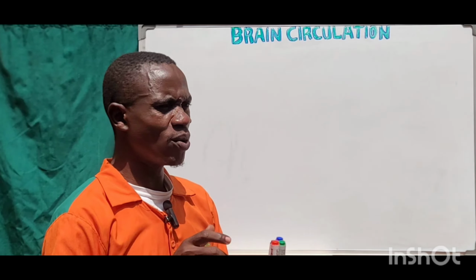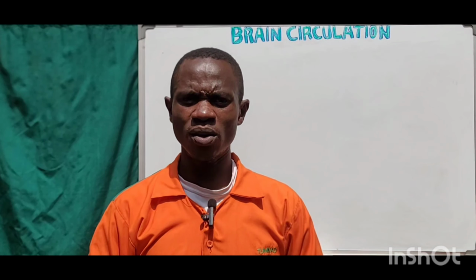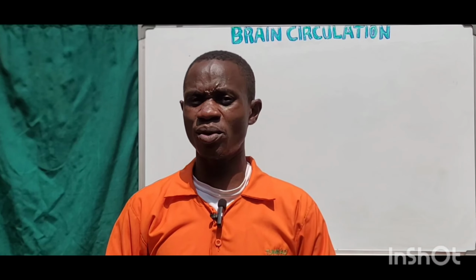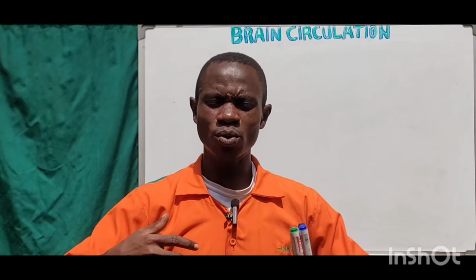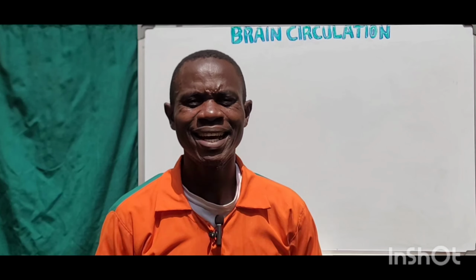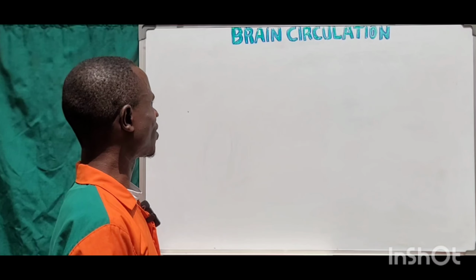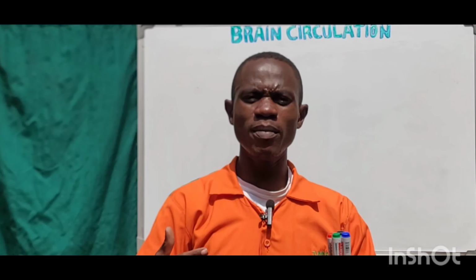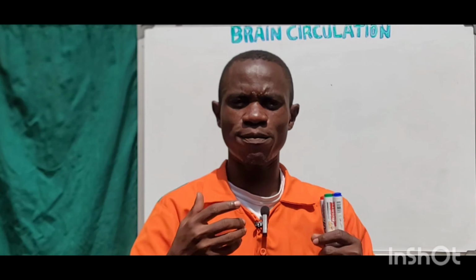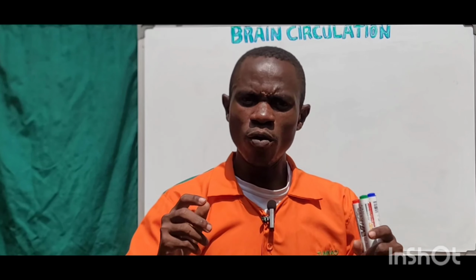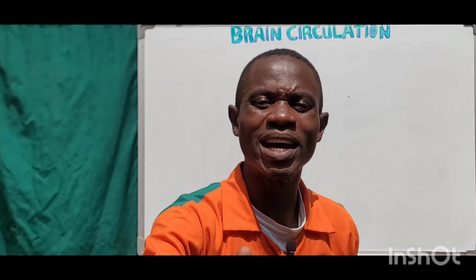So now we are going to be looking at the basics of blood circulation. It's going to be a complex concept, but we shall try to simplify it in the simplest way possible for better understanding. Let's go ahead and get started. To start it off, brain circulation means the movement of the blood to and from the brain. It's all that simple. We are moving the blood to the brain and then we are draining it back.